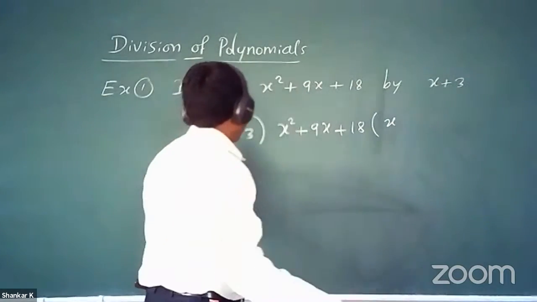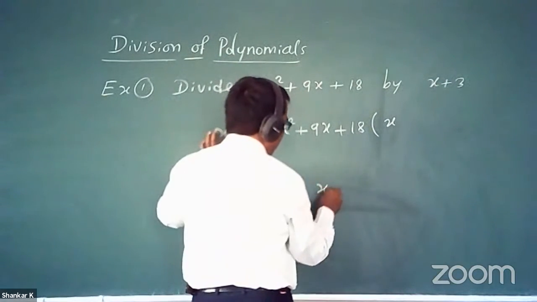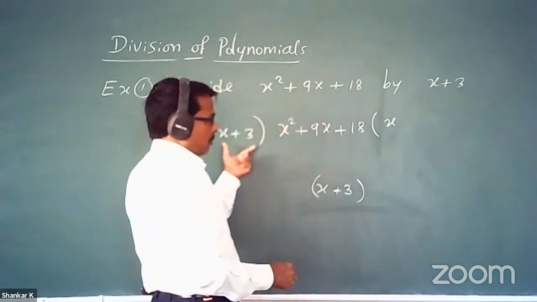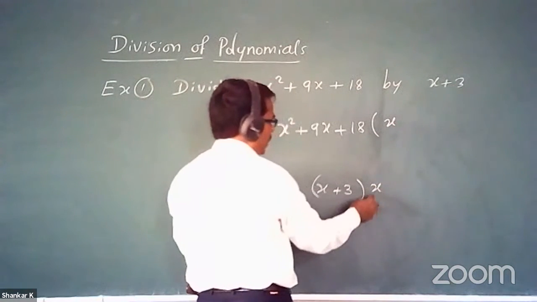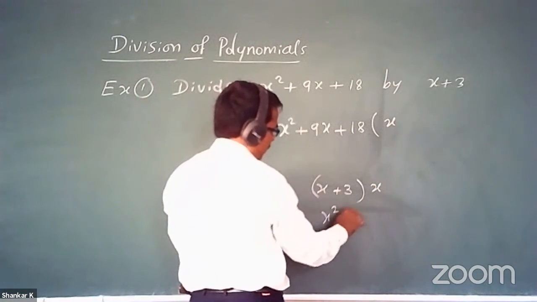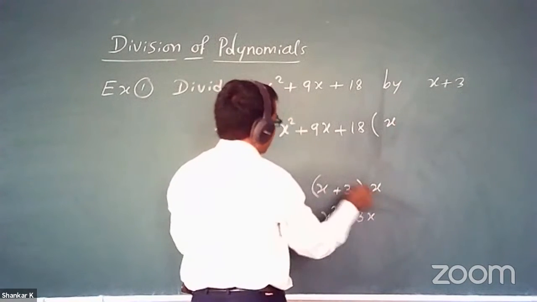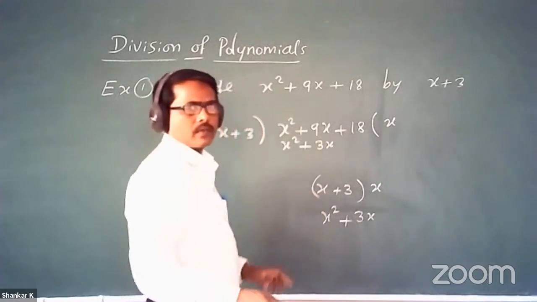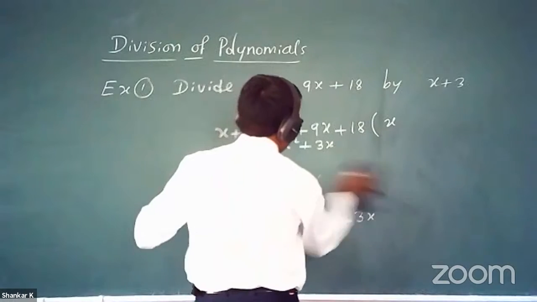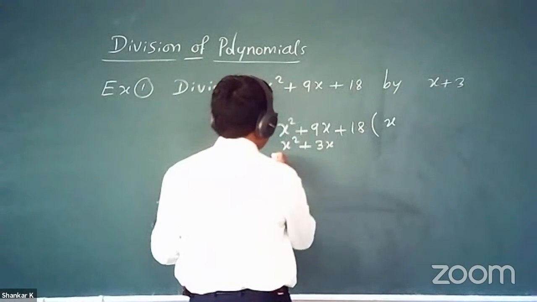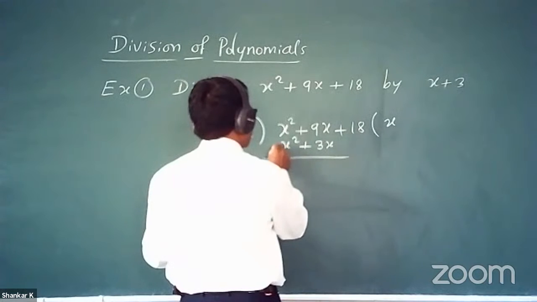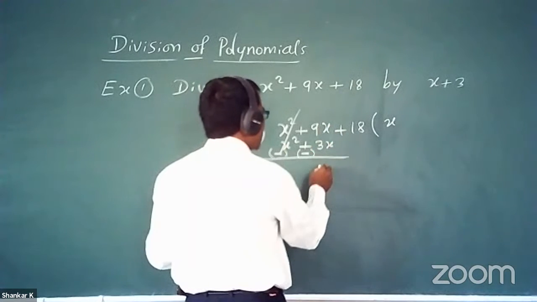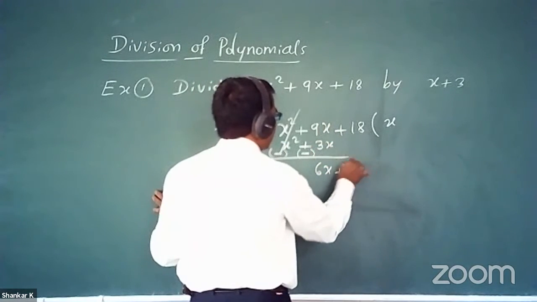Now, what should be multiplied? This whole term, x plus 3, this linear polynomial, should be multiplied with x. x into x is x square. 3 into x, 3x. Write this here: x square plus 3x. Now change the sign and subtract. Plus becomes minus, plus becomes minus. x square minus x square is 0. 9x minus 3x is 6x, plus 18.